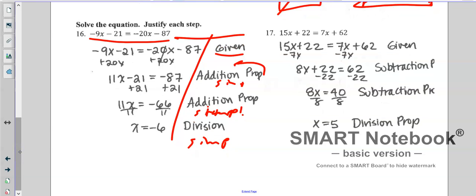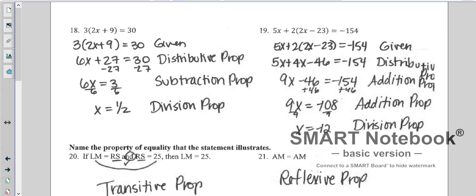That's it. All right, over here, write out what you're given and write given. Again, I could subtract 7x, 15x, 22, or 62. It doesn't matter. This is going to be all subtraction. Okay, so I subtract, then I'm going to simplify, and I'm going to subtract and simplify, then divide and simplify and get my answer of x equals 5.